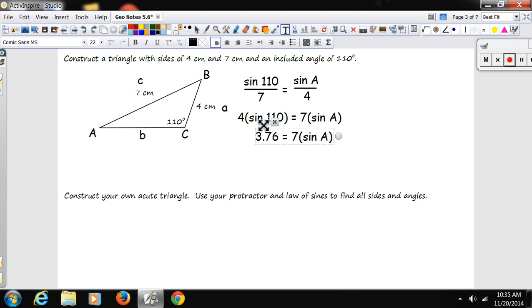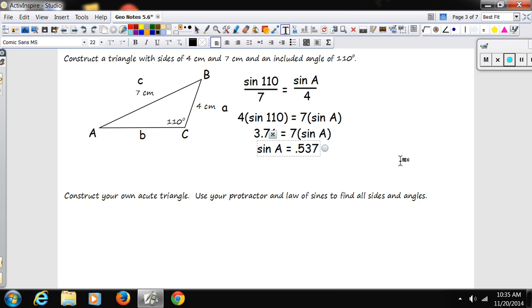How do I get the sine of A by itself? Divide both sides by 7, right? So that's going to give me sine of A equals 3.76 divided by 7, and I get 0.537. So does that mean angle A is 0.537 degrees? That doesn't look like a 0.537 degree angle.